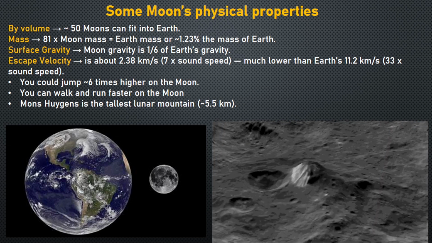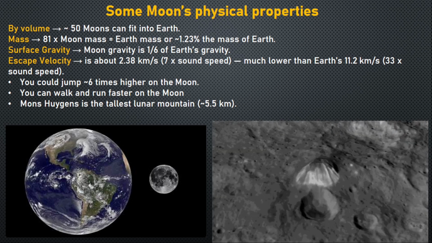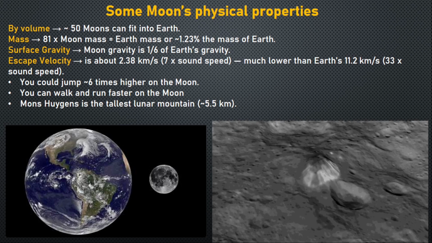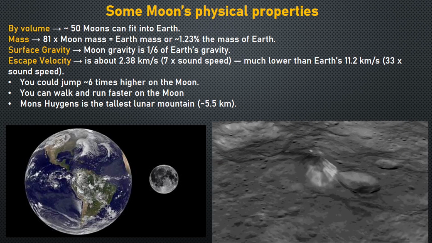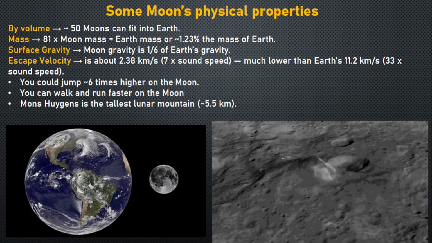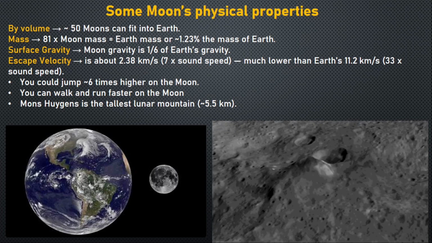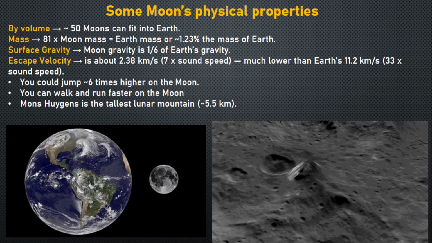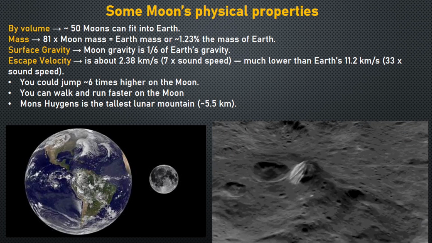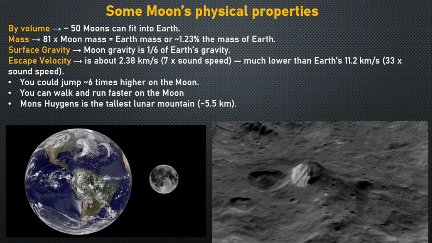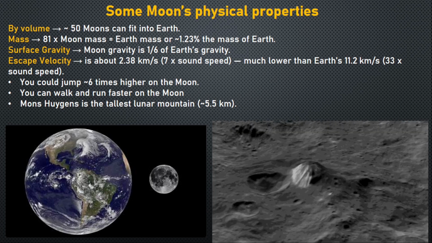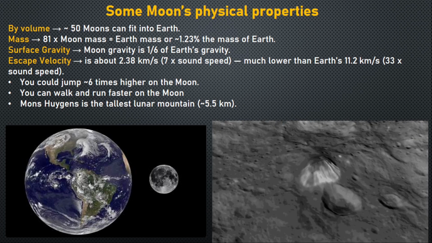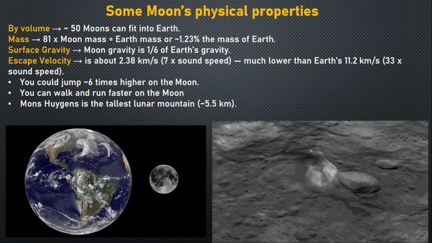Earth is quite big. By mass, 81 lunar masses is equivalent to one Earth mass. So that means in terms of mass, 81 times the lunar mass will give you Earth's mass. It means that the moon is just barely 1% of the mass of Earth.